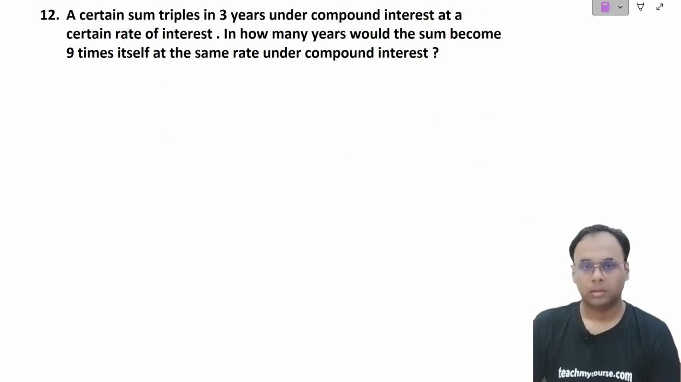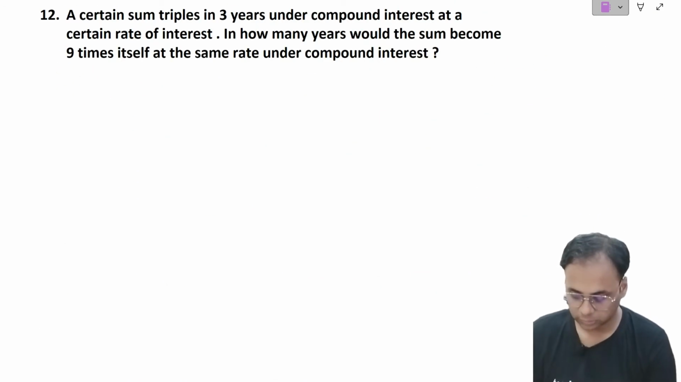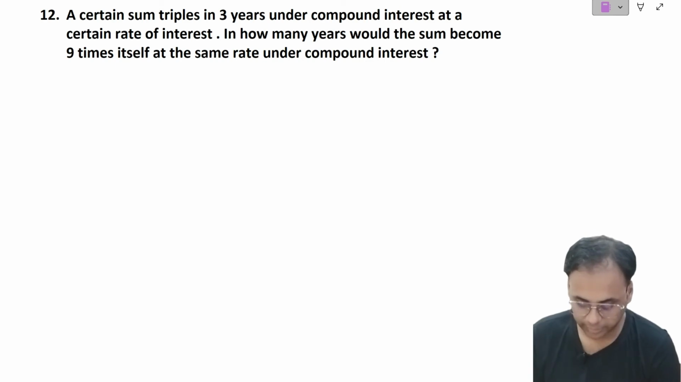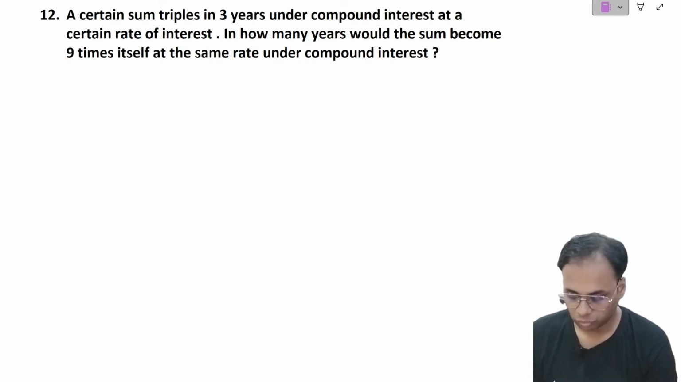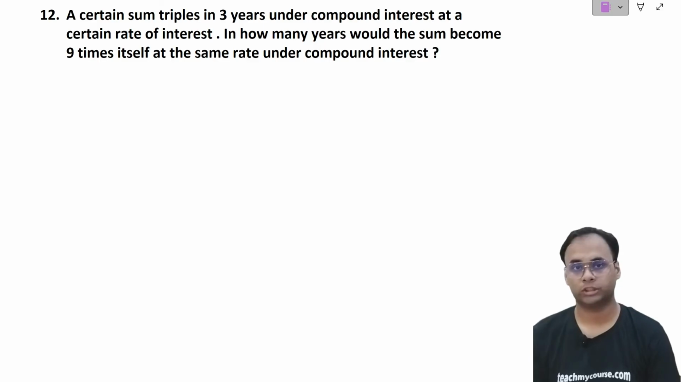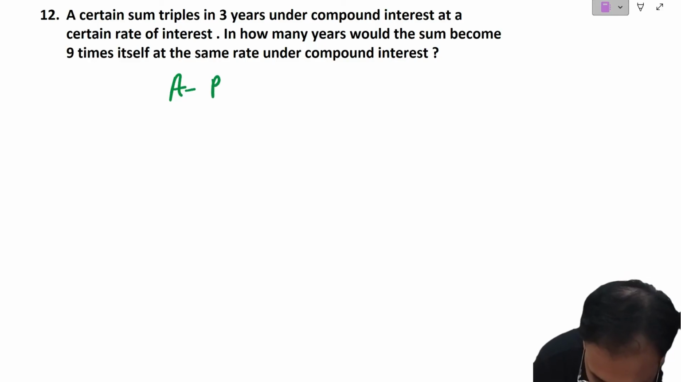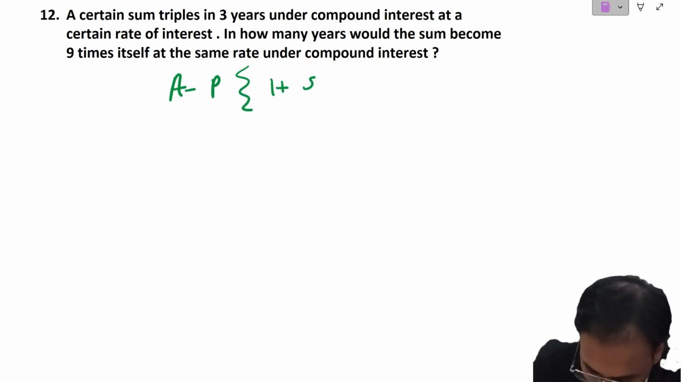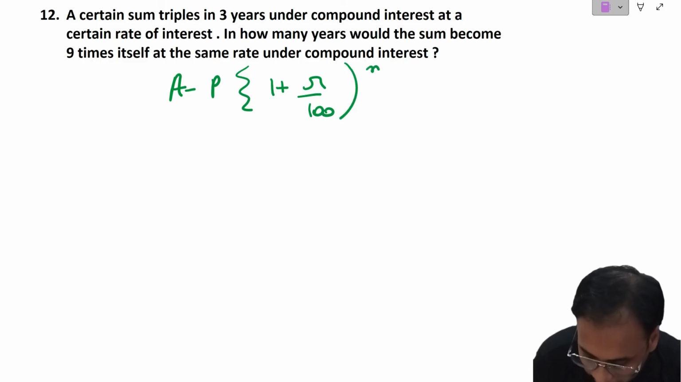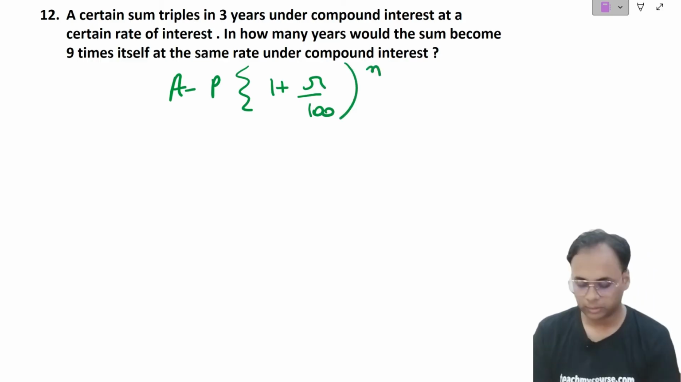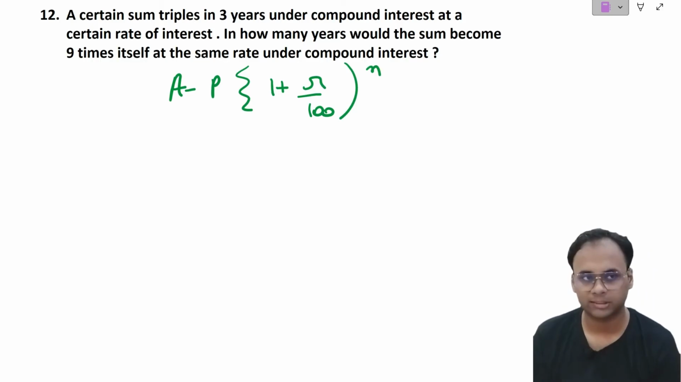Next question, we have a certain sum triples in 3 years under compound interest at a certain rate of interest. In how many years would the sum become 9 times of itself at the same rate under compound interest? So we have a formula to calculate the compound interest like A equal to P (1 plus R upon 100) raised to the power N. This is the formula we have been studying from the classes.